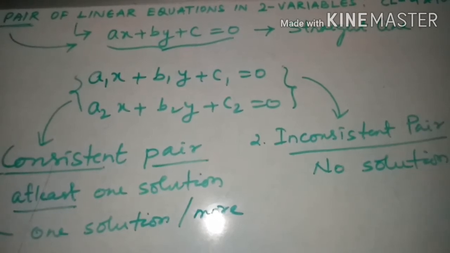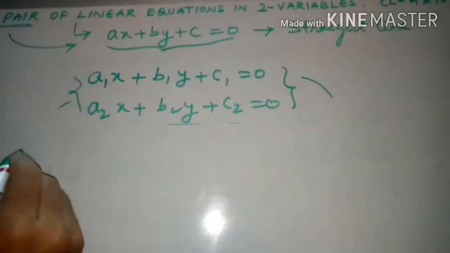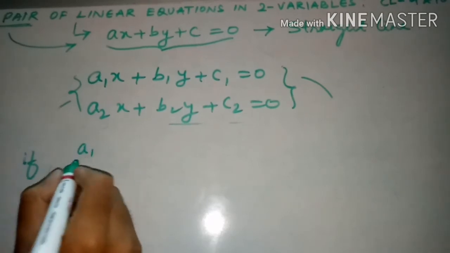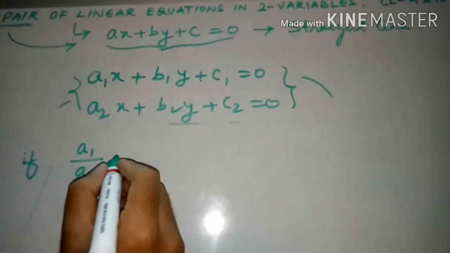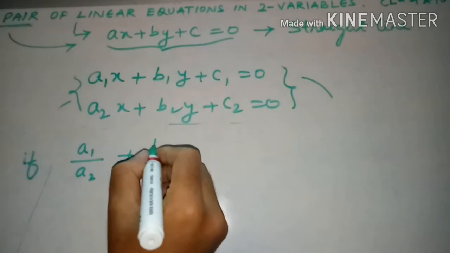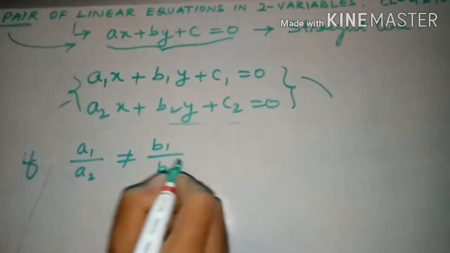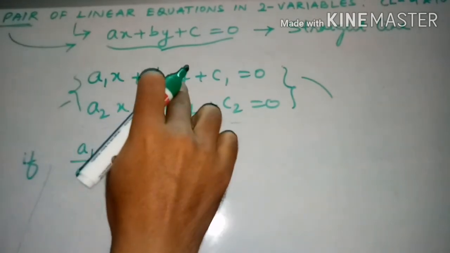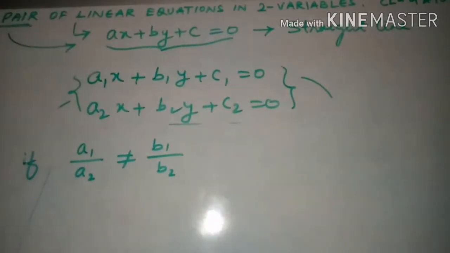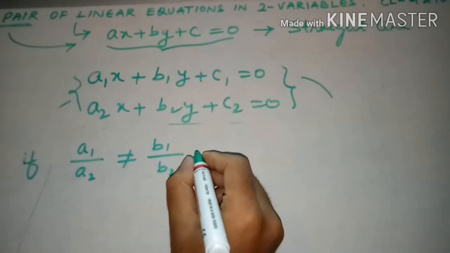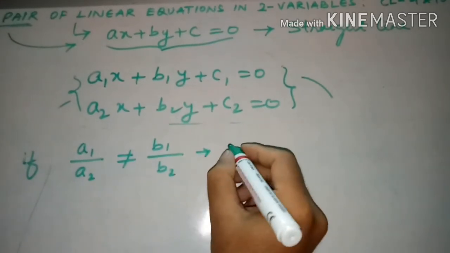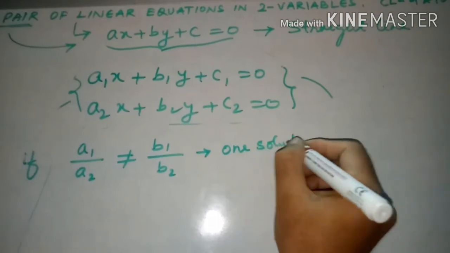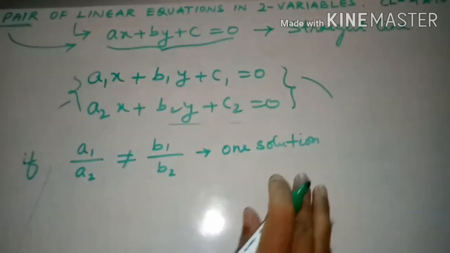Let us see. Okay, if a1 by a2 is not equal to b1 by b2, the ratio of the coefficient of x and the ratio of the coefficient of y, then they will have one solution.